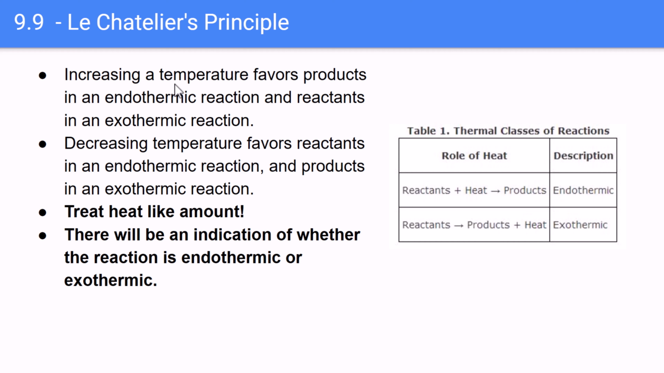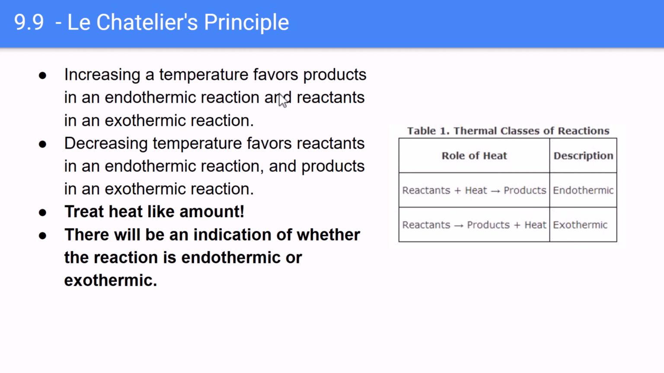Okay, so increasing temperature favors products in an endothermic reaction, and reactants in an exothermic reaction. And decreasing temperature favors reactants in an endothermic reaction and products in an exothermic. This is a bit complicated, okay? I prefer to think of heat in regards to temperature. So here's how I would go through and do this.